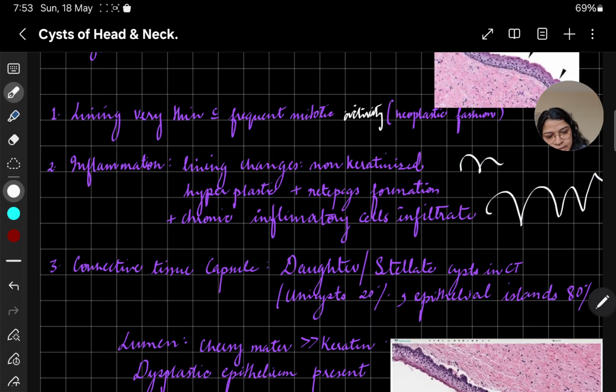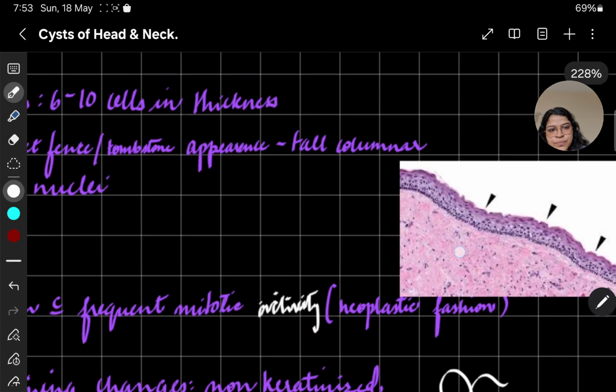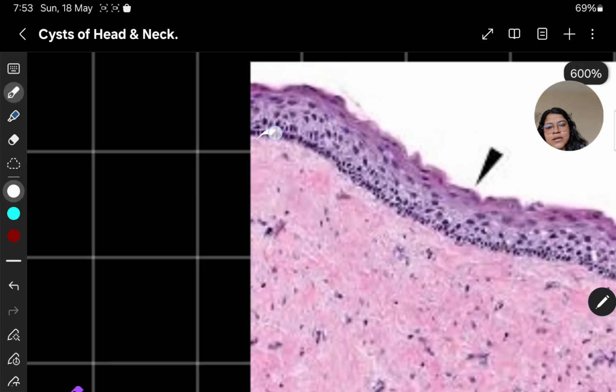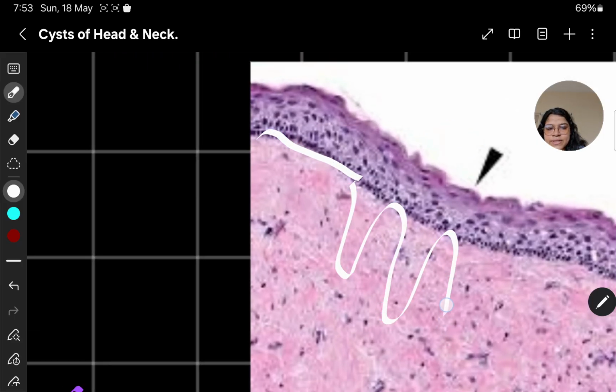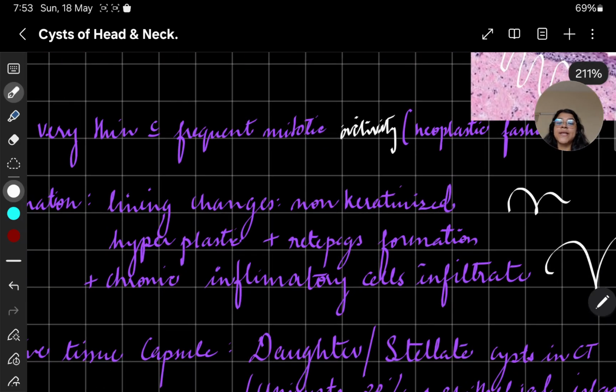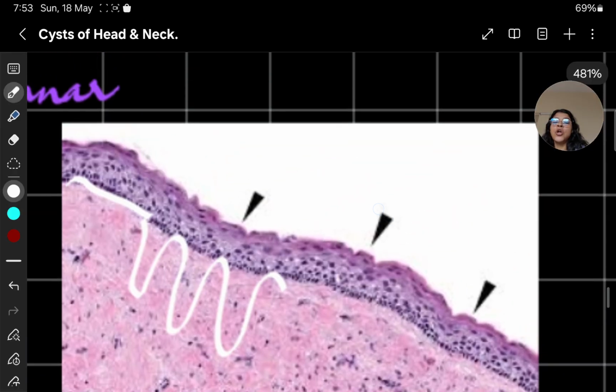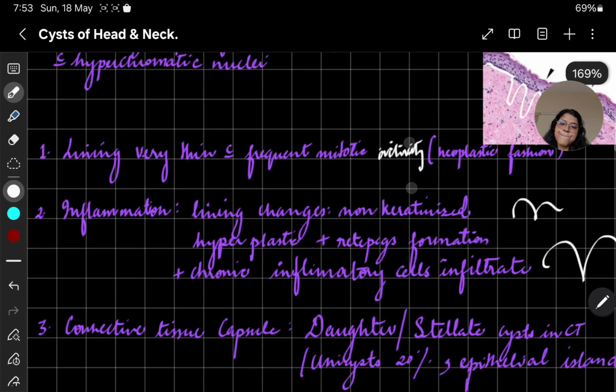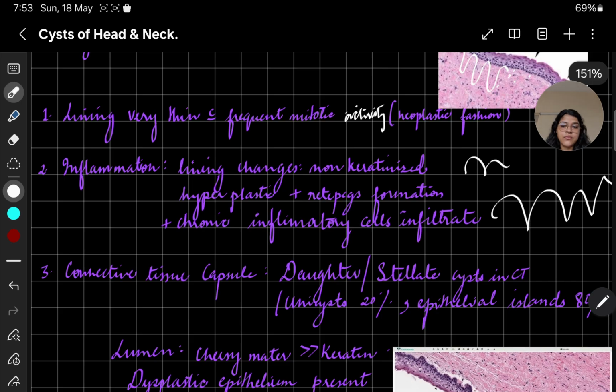Rete ridges are this, the epithelium which you see now. There is nothing, right? It is a flat interface, but now you will see rete ridges into the epithelium. Then you will have hyperplastic changes, non-keratinized. It can go from parakeratinized to non-keratinized, and then there can be chronic inflammatory cells such as neutrophils infiltrating the connective tissue. Connective tissue capsule, the daughter and the satellite cyst in connective tissue.